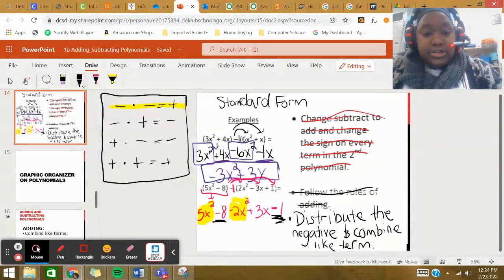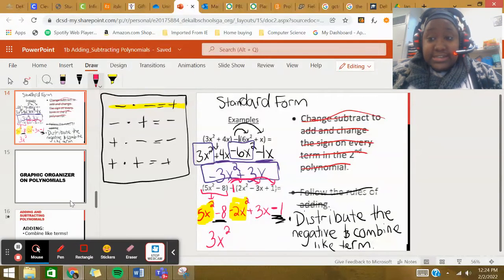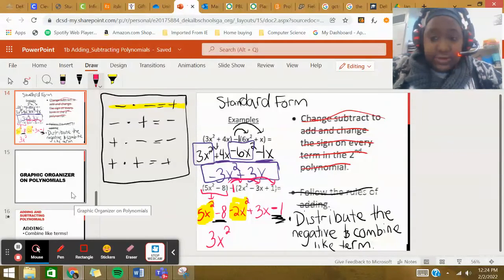So now I'm going to go ahead and write my final answer as I combine my like terms. So I have 5x squared minus 2x squared. This is going to give me 3x squared. And then this 3x here, remember that I want to write this in standard form. I'm running out of space, so I'm going to put it over here to the right.